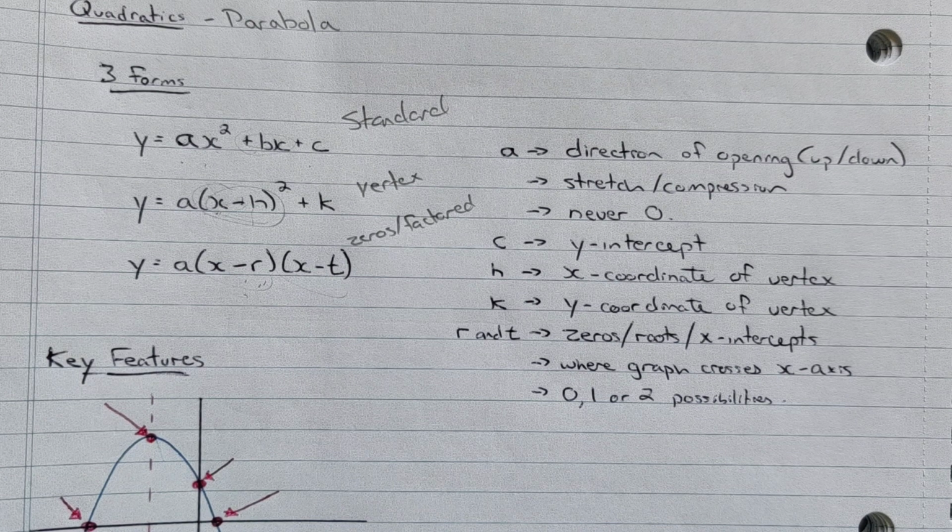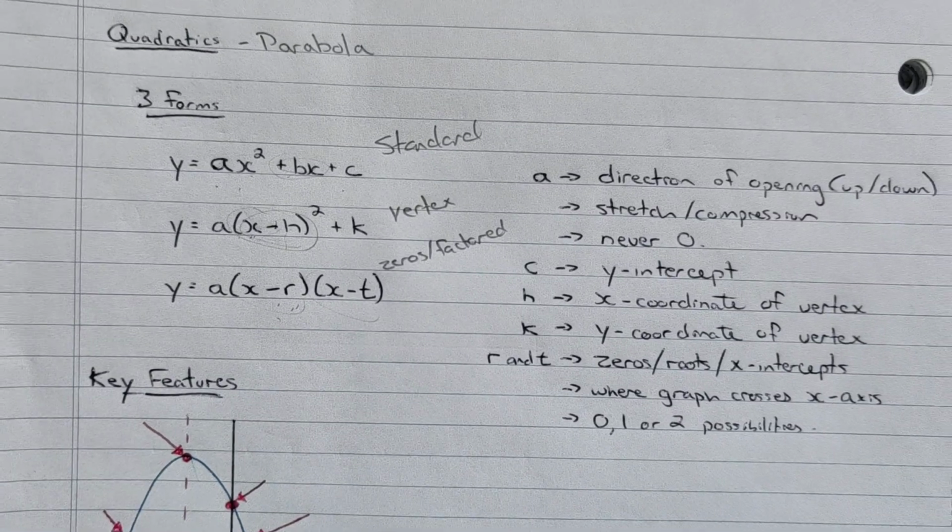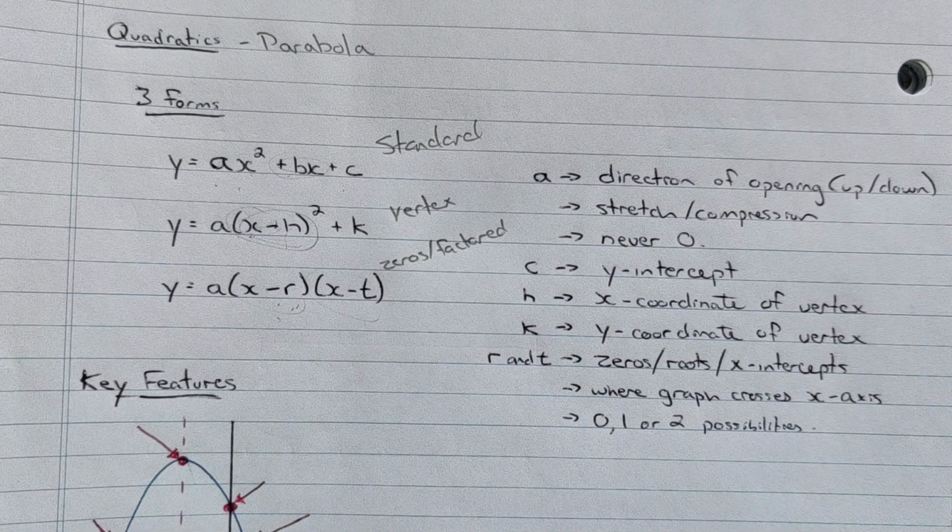In the case of r and t, both of those numbers are going to represent the zeros, roots, x-intercepts. All those terms mean the same thing when we're talking about quadratics. They're the points where the graph crosses the x-axis. Again, because they're within the parentheses, the negative sign is there, meaning everything's opposite. So negative r and negative t become positive r and t when you remove them from the bracket.